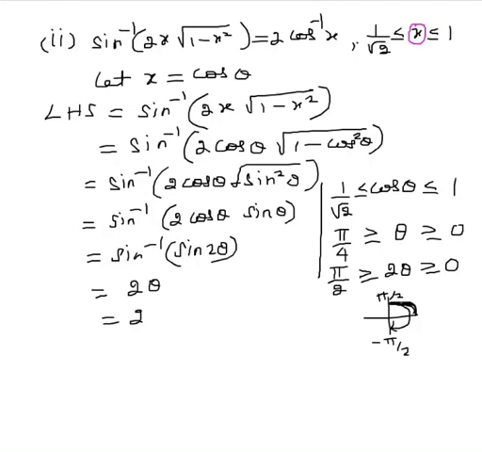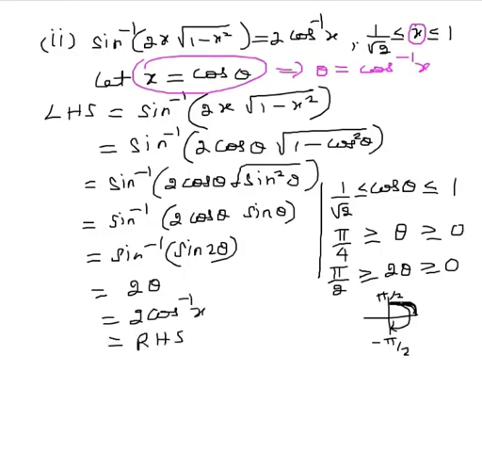Now substitute for theta. From here, theta is cos inverse of x. So 2 times cos inverse of x, which is the right hand side. So for these simplification of inverse trigonometric questions, you have to be thorough with trigonometric formulae as well. Now exercise 2.2. First question.